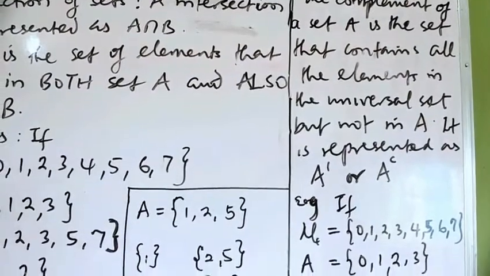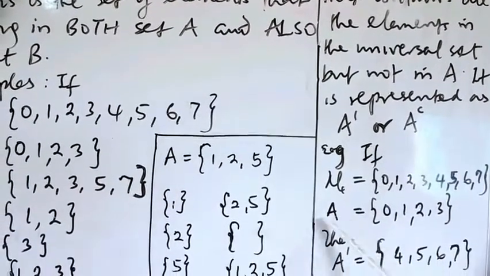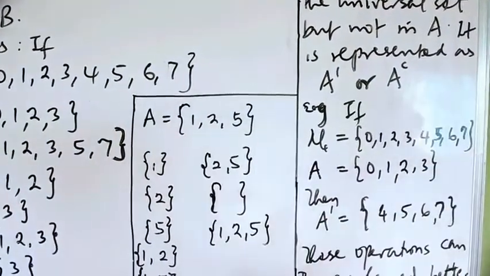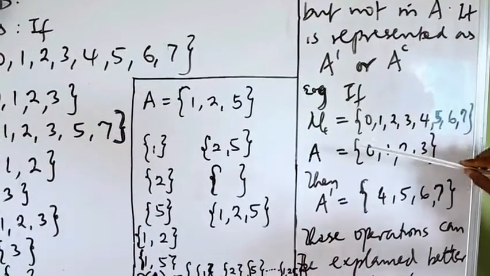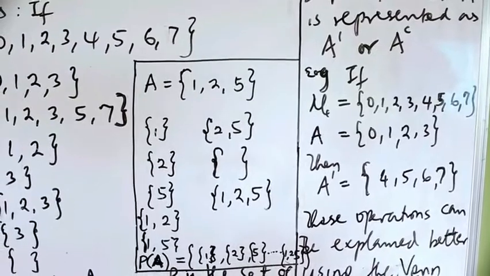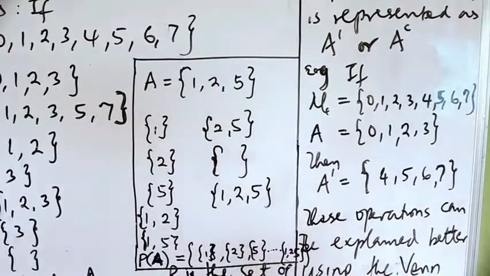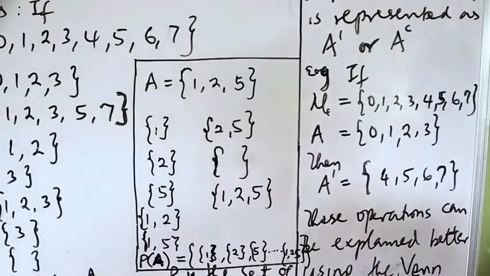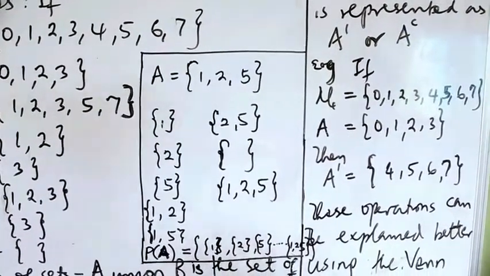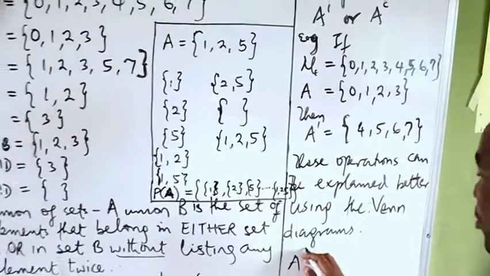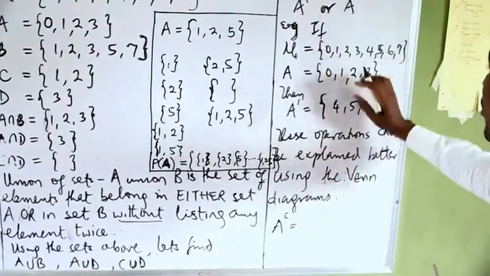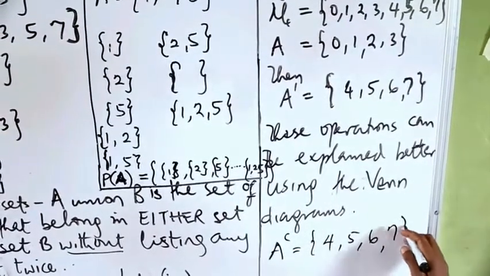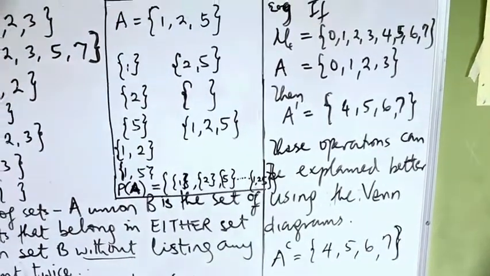Now, for example, you are given this. This is the universal set, and this is A. Then A complement will be the elements we have in the universal set that we don't have in A. The elements we have here that we don't have here. It's like we are taking away this from this. And looking at that, A complement will be equal to the elements that are here that are not here. That gives you 4, 5, 6, and 7. That is what we call A complement.